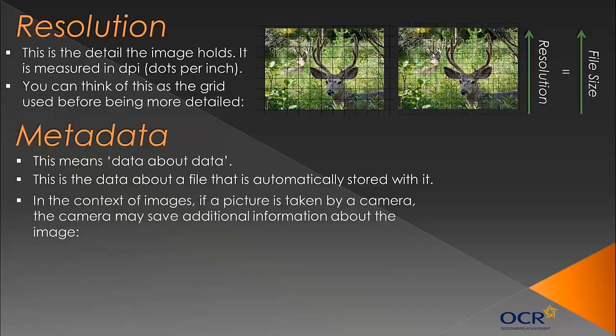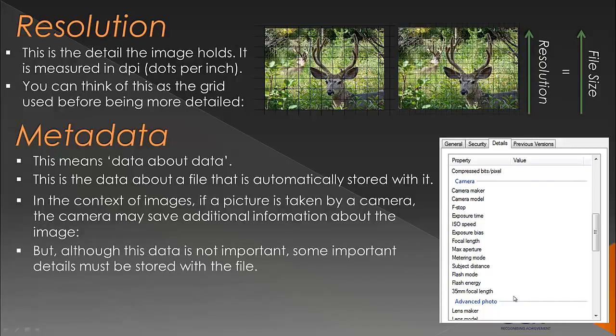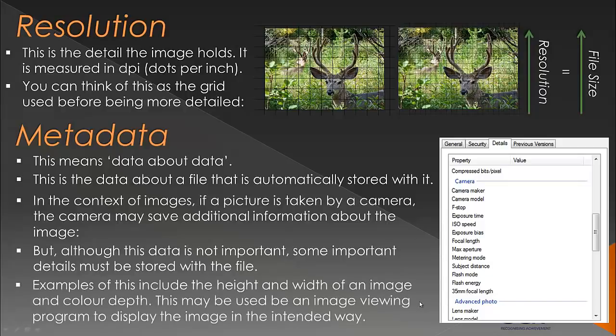In the context of images, if a picture is taken by a camera, the camera may additionally save some information about the image. For example here, again in the properties tab of an image under details, you see there are all these details about the camera. There are others as well, and here for whatever reason my camera didn't record anything for it, which not every camera does. This can be useful, although it's not important, because it may be useful if you upload to Facebook or a video or picture showing website. It may list these details, I'm not sure.